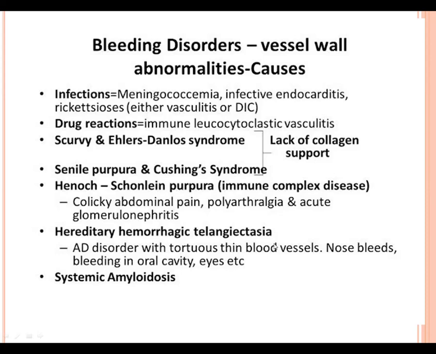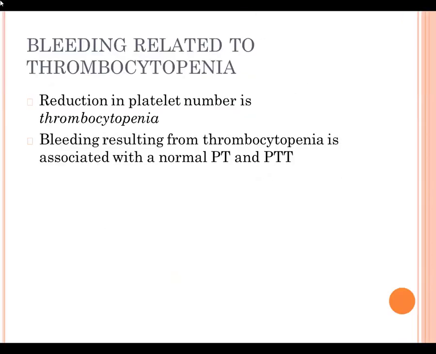Hereditary hemorrhagic telangiectasia: in this condition, the vessels become tortuous, so that may lead to vessel wall abnormality and bleeding. Systemic amyloidosis. So these are a few causes of vessel wall abnormality that lead to bleeding disorders. Now, bleeding related to thrombocytopenia.